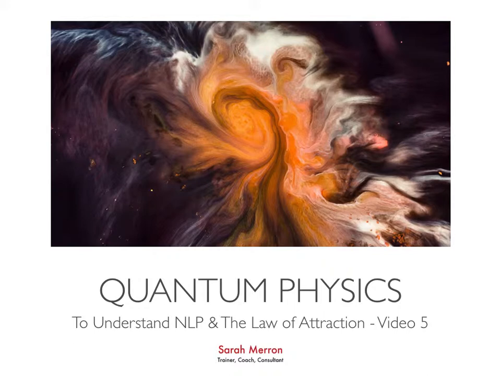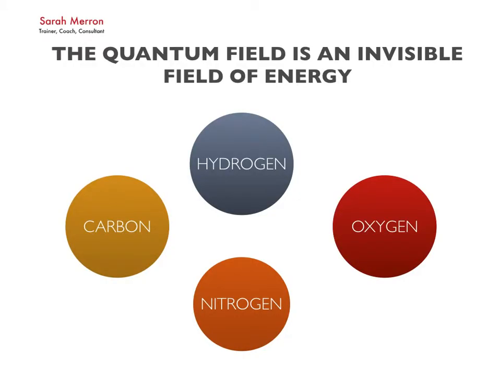Okay, so we've got to the point whereby we understand how matter was created. Hopefully you've watched the Big Bang video. The quantum field is a totally invisible field of energy, and every single piece of matter or material object in our universe is comprised of exactly the same 4 elements. These elements are carbon, nitrogen, oxygen, and hydrogen.